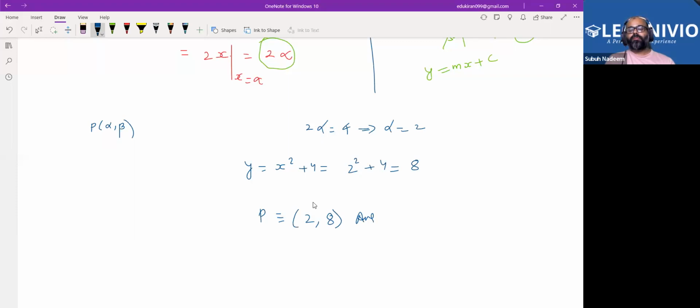This is the slope. Yes, the slope is 2 alpha and it is equal to 4. So from there we get alpha, right? And then we get beta by the help of this equation. Right?